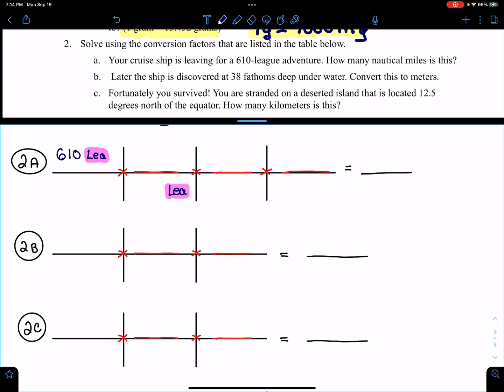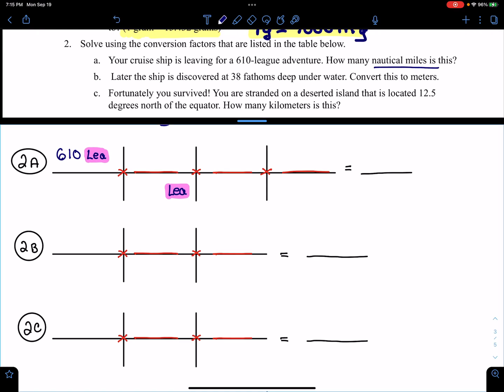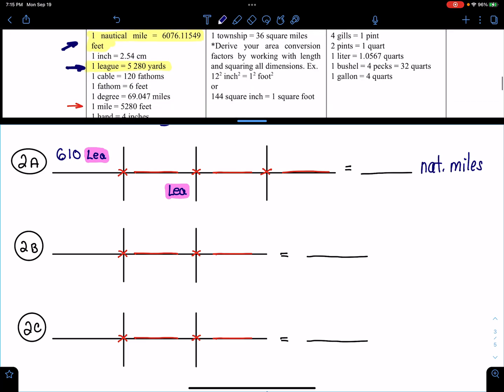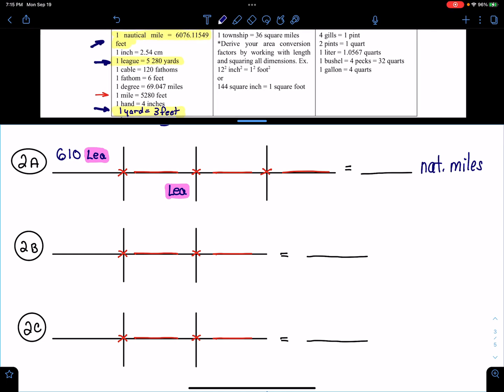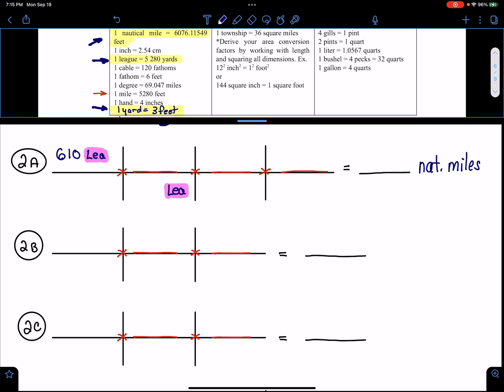We don't know what it changes into. To be honest, I haven't looked at this to see what a league can be changed into, but what do we have to make it? It says, how many nautical miles is this? So that's what we need to end up with over here. This needs to say nautical miles. As always, you're going to be given the conversion factors. So we need to look at our list and find where league is. Well, league is right here in the yellow. So we'll highlight it here.